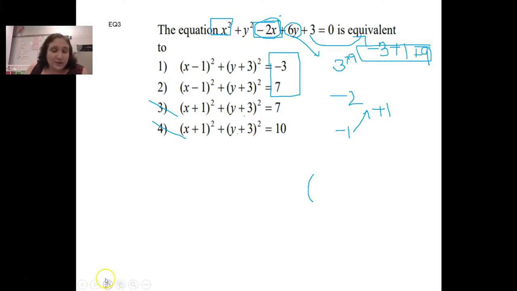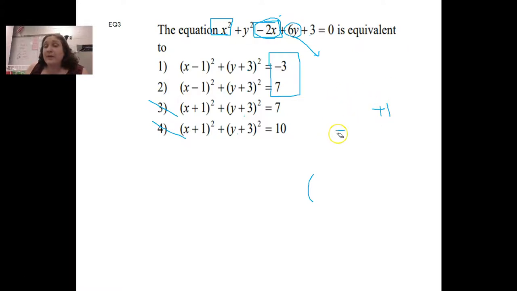So I'm going to erase this and show you that one more time because it's kind of tricky. Our main goal is to figure out what the radius is going to be. So the way that we find the radius is we just do half of the numbers and then square it. So I'm going to take this negative 2. I've got a negative 2x and I've got a positive 6y. So I'm going to take half of negative 2, which is negative 1. When I square it, negative 1 squared is going to give me positive 1.